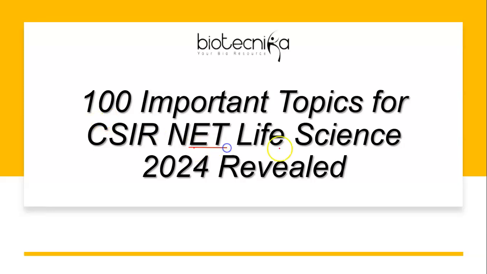Preparation for the CSIR NET Life Science exam can be challenging as the syllabus is enormous, with 13 units and each unit with several subunits and topics. So to make your preparation easier, Biotecnika have compiled a total of 100 important topics from which questions are most likely to appear in the exam, giving you a clear plan to follow. Whether you are taking the exam for the first time or have taken it before, these topics will help you prepare effectively and confidently. So let's find out what these 100 important topics are.